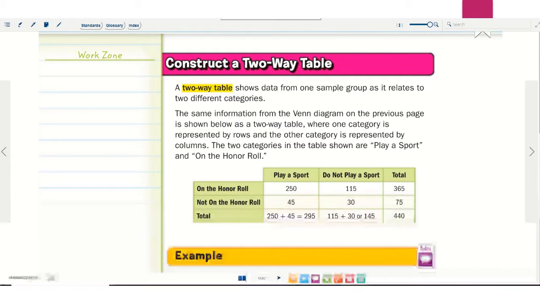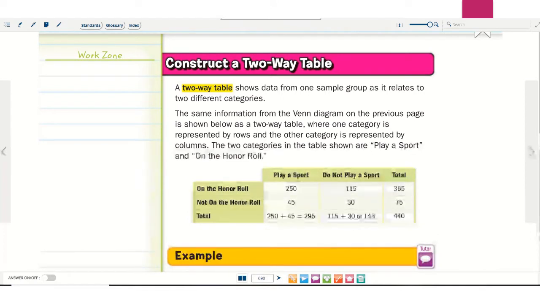So starting on page 690, you can see there's an example of a two-way table at the top. We use two-way tables to show data from a sample group as it relates to two different categories. The biggest thing when we're thinking about these is you can only have two different categories.